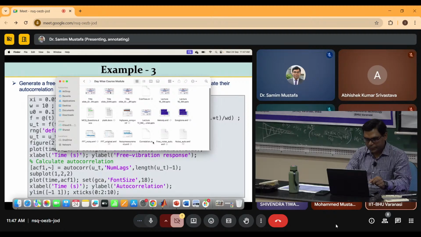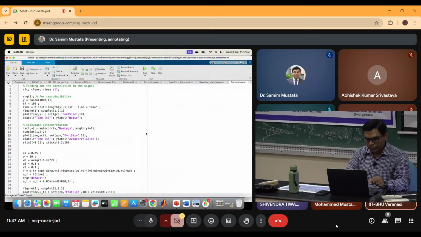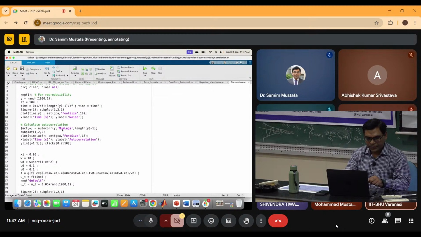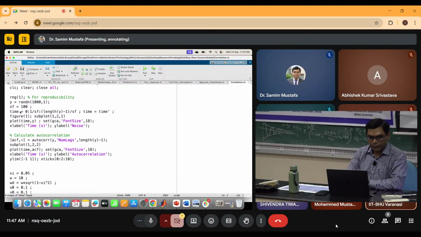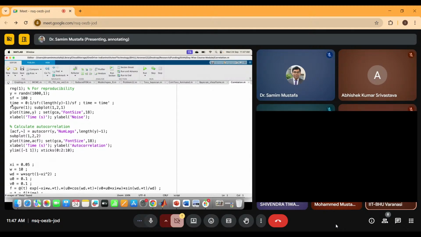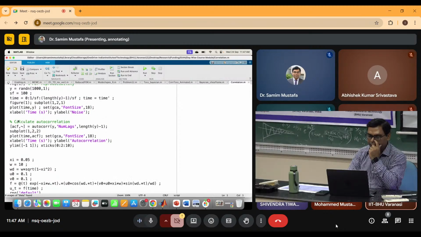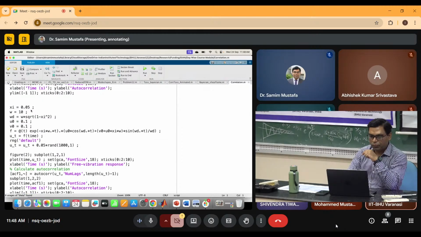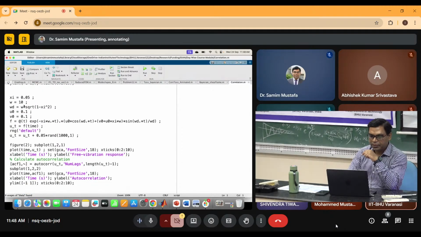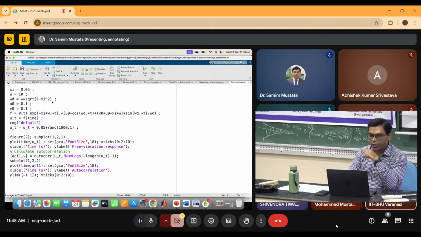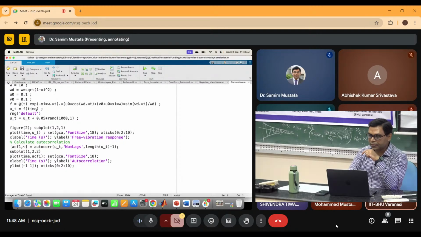So if I open this one, are you able to follow this? This is for creating the Gaussian noise. I have mentioned time. Then you create xi equals 0.05, then W equals 10, then WD is W, meaning omega, multiplied by the square root of 1 minus xi squared. Then you call the function, and you get this ut.